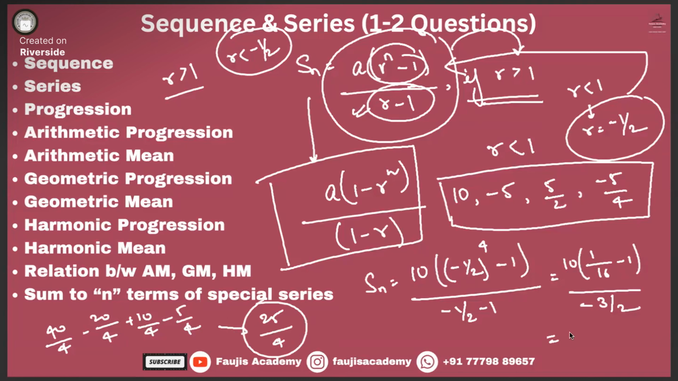Okay. So this is nothing but 10 into 1 minus 1 by 16. So 1 minus 1 by 16 is 15 by 16, divided by 1 minus minus 1 by 2, which is 3 by 2. So 10 into 15 by 16 into 2 by 3 gives 50 by 8, which is nothing but 25 by 4. Right? So it is coming by using this formula as well.